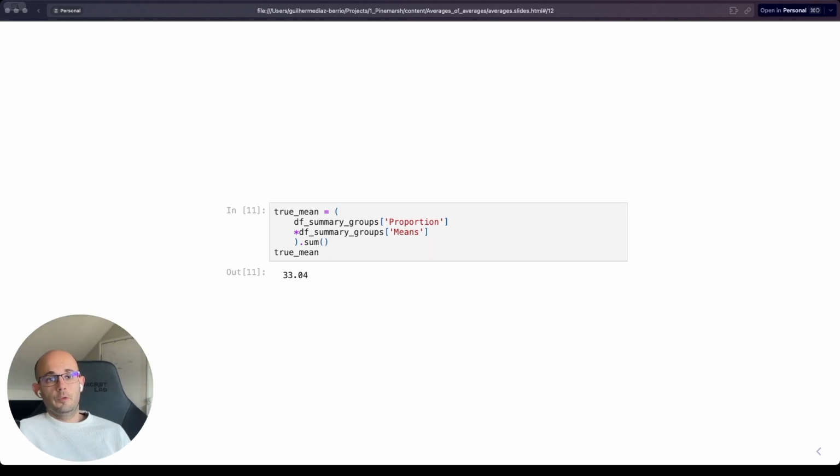Now that you have the counts, the means, and the proportions, in pandas, it's relatively easy to calculate this. You just multiply both the means with their respective proportions, and then you add them up. And now we see that we have recovered the original correct mean, 33.04.